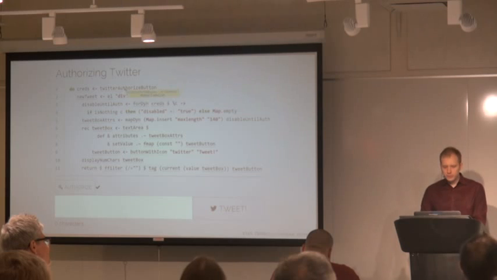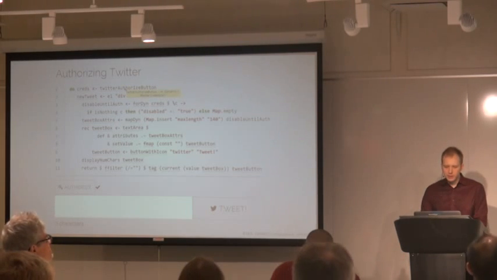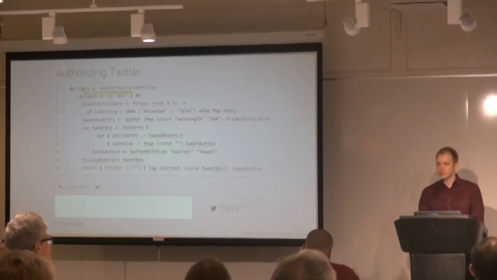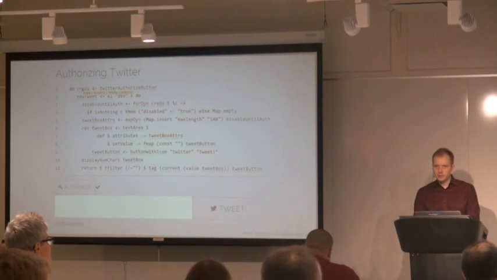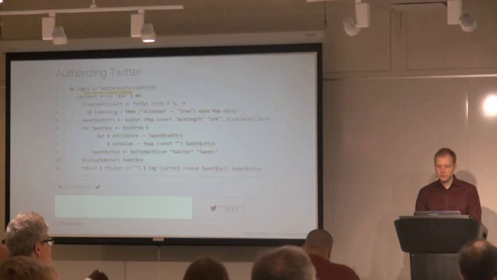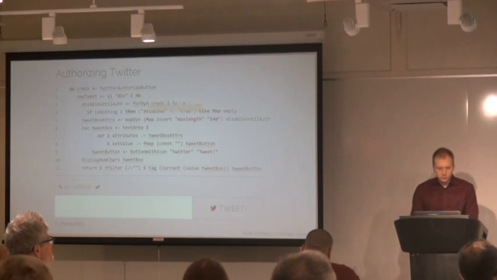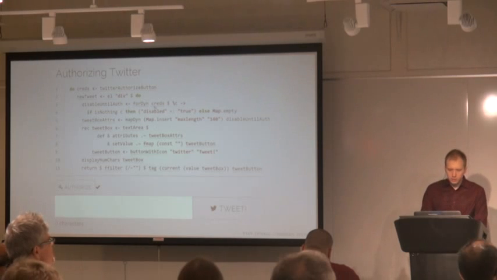So we have this Twitter authorize button, which we just abstracted into a little widget there. And what it's going to produce is a dynamic of maybe credential. So when it's not authorized, it'll be nothing. And after we've authorized and we've got this little check mark, then it's actually going to have Twitter credentials in it. Now, we're going to use that to basically set that disabled state.